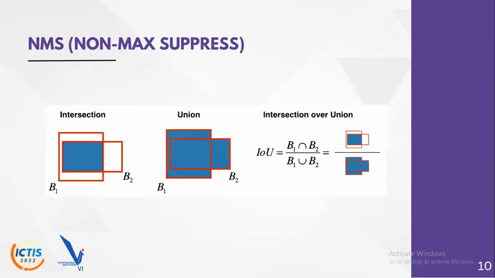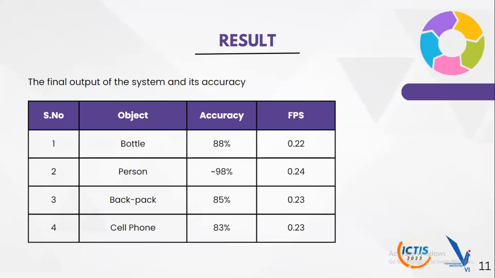Next, there is also a term called intersection over union, because in grid formation it is not necessary that the complete object comes into one grid. So to create a bounding box around the complete object, the intersection over union formula is used, where we divide the intersection by the union of the boxes for the particular object. Next slide. So we go to the results of our project.